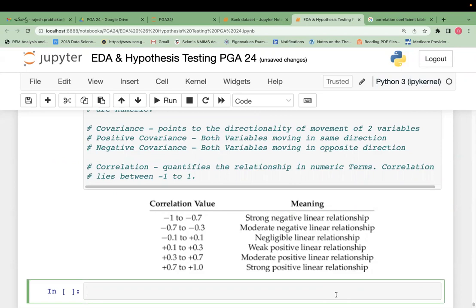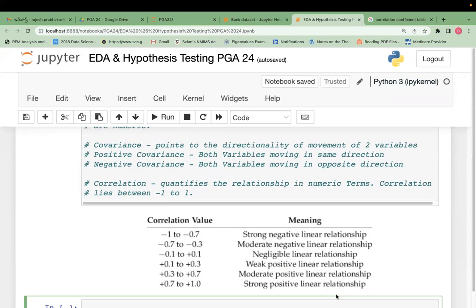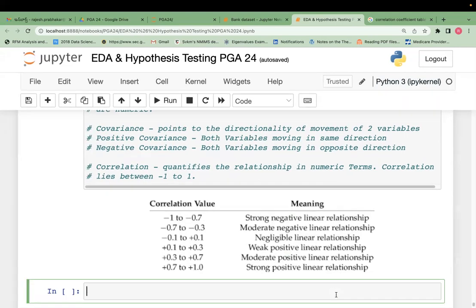So 0.7 to 1 is strong positive linear relationship. 0.3 to 0.7 is moderate. 0.1 to 0.3 is weak. Zero and negative is no relationship. And then you have strong negative, moderate negative, and weak negative linear relationship also. So correlation gives a value. Covariance simply gives you the mathematical sign, whether it is negative or positive. This is to understand the relationship between two numeric variables.